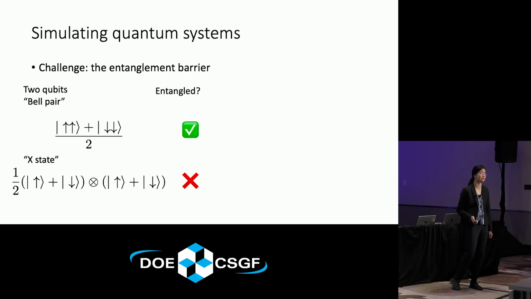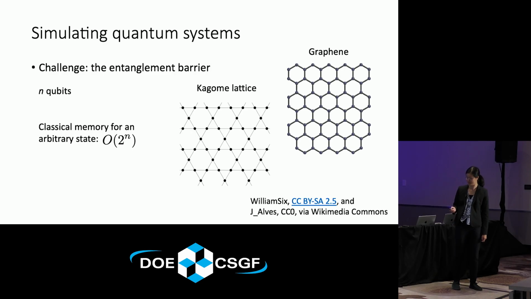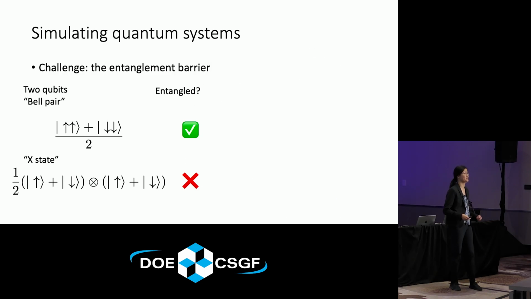The main challenge in classical simulations of quantum dynamics is the entanglement barrier. To understand this, we can first consider the 2-qubit case, where the canonical example of entanglement is a Bell pair, seen here. It's the superposition of spin up and spin down. And if you measure a spin up on one qubit, no matter how far away the second qubit is, you will also always measure a spin up. So that's sort of the idea of entanglement. And in contrast, if we consider the X state down below, no matter what you measure on the first qubit, you can get an independent measure on the second. So it's not affected by each other due to the factorization structure of the state.